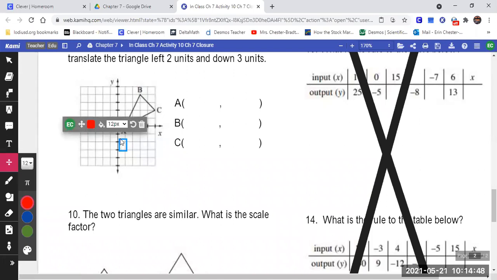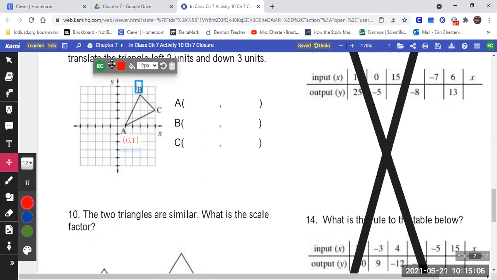A is at 0, 1. Someone else, do another letter. We have A done. We need a B and C still. We need B, we need C. Come on, guys. We're so close, and I'd like to be able to get going on the homework with you guys, like we've been doing. What's B? What's C? B is 3, 4. What's C?